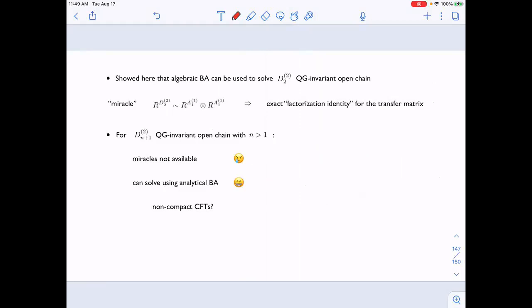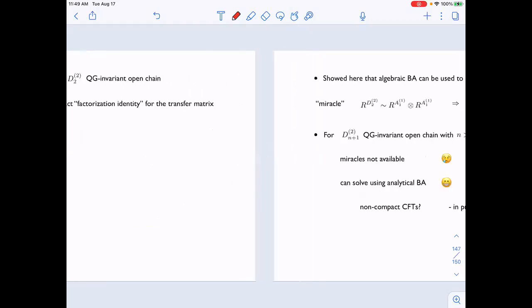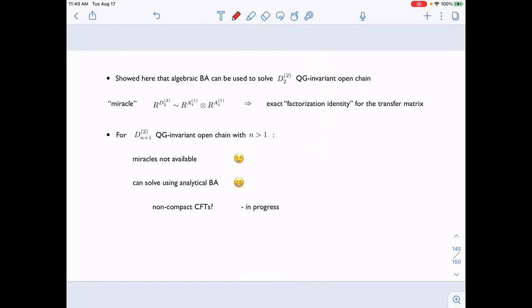But the most interesting question is whether those models are also described by non-compact CFTs in the continuum limit. And well, that's still a work in progress. And I hope we'll be able to make some progress on that.